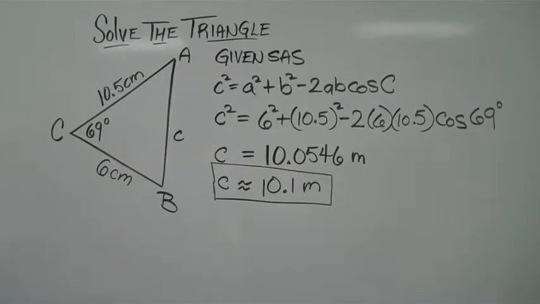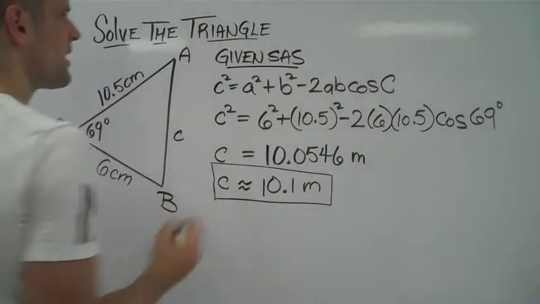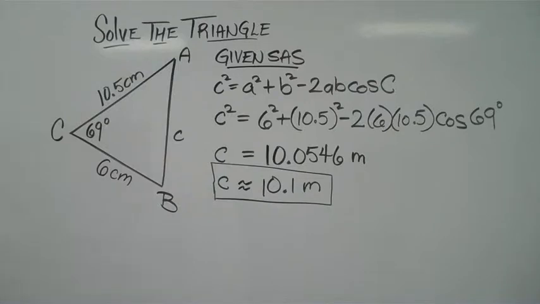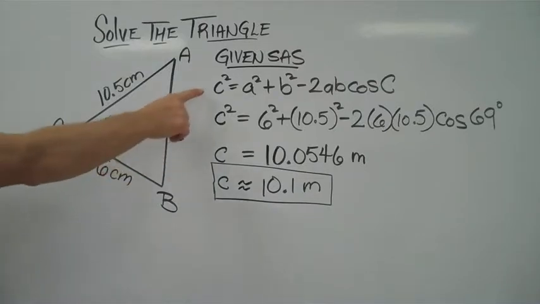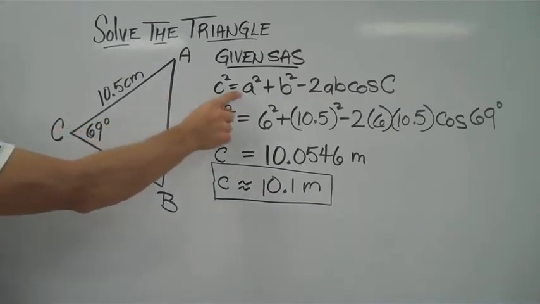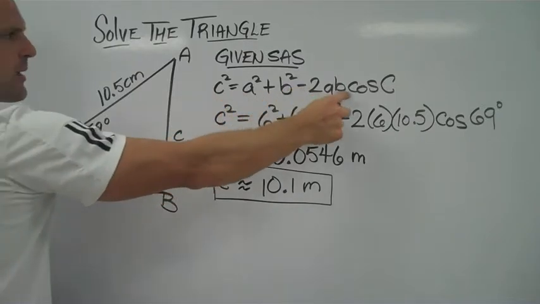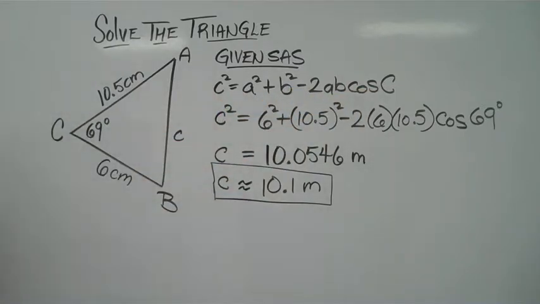Here's a great example of using both the cosine rule and the sine rule to solve a triangle. Solve this triangle means find every angle and every side. If we're given side, angle, side, we can use the cosine rule. I labeled the diagram like this to make it easy. I know that the cosine rule is c squared equals a squared plus b squared minus 2ab cosine c. The rest is just plugging and chugging.